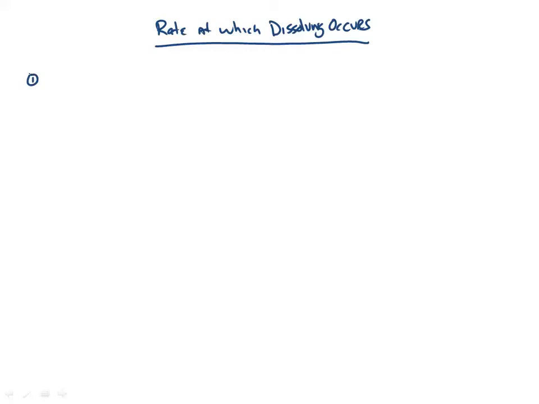Okay, so the rate at which dissolving occurs. There's 4 things that affect it, and I'd argue that at least 2 or 3 of them are common sense. Can anyone give me an idea of how I could make something dissolve faster in a liquid? Heat it up. Yeah, so temperature. If I increase the temperature, I increase the rate at which things dissolve.